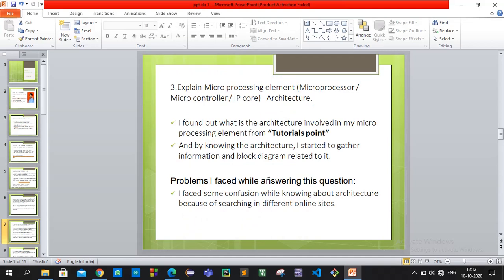The problem I faced while answering this question is nothing but a small confusion while getting information about the architecture, because before referring to Tutorials Point, I referred to many online websites. There were different opinions and different information about the architecture. So there was a little bit of confusion while gathering the information about my Harvard architecture.